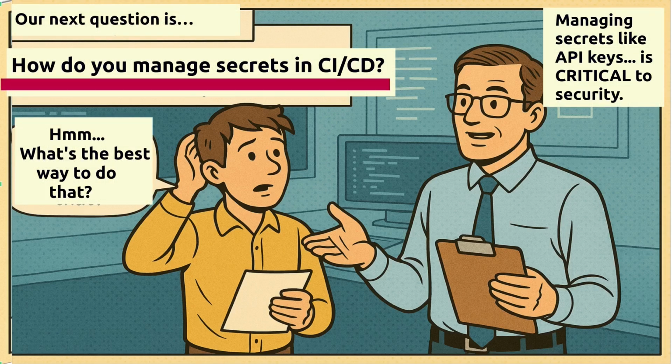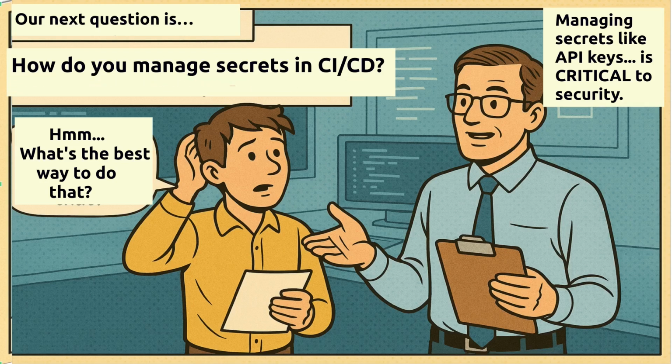Our next question is, how do you manage secrets in CI/CD? All right, managing secrets like API keys, tokens, and credentials in your CI/CD pipelines is critical to maintaining the security and integrity of your application and infrastructure. So here's a structured approach to help you manage secrets securely.